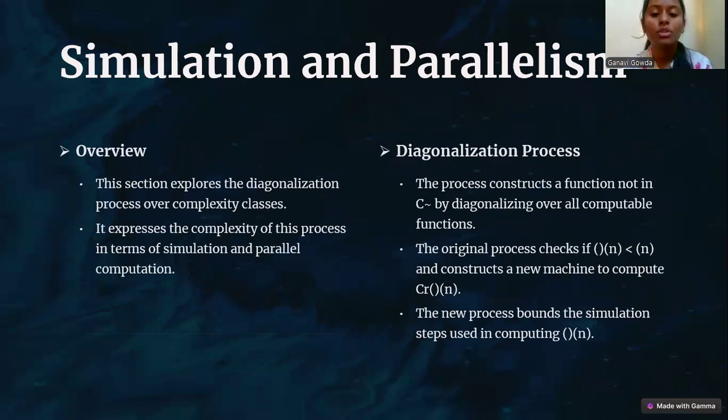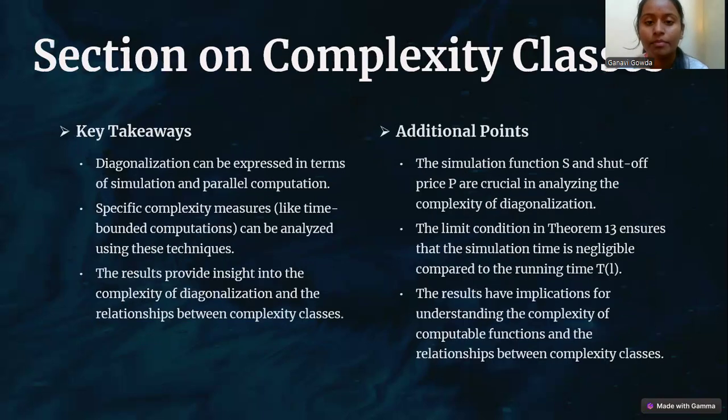Overview. This section explores the diagonalization process over complexity classes. It also expresses the complexity of this process in terms of simulation and parallel computation. Diagonalization process: it constructs functions not in C by diagonalizing over all the computable functions. The original process checks if n is greater than n and constructs a new machine to compute CR of n. The new process bounds the simulation steps used in computing of n.